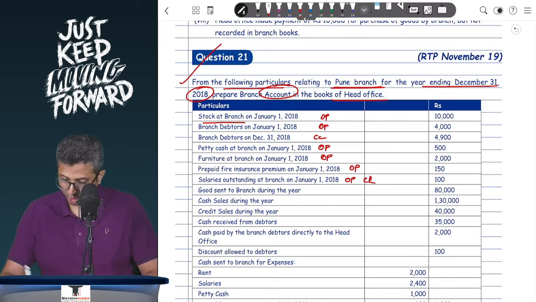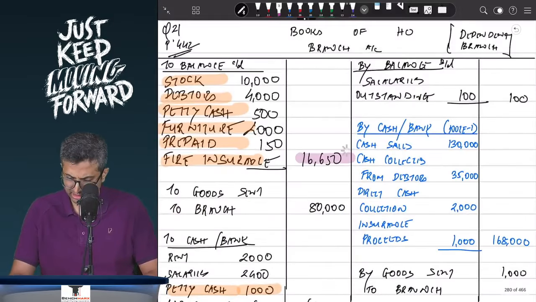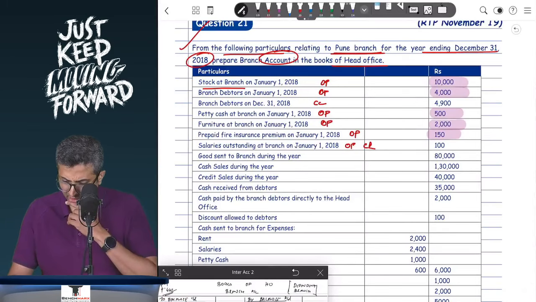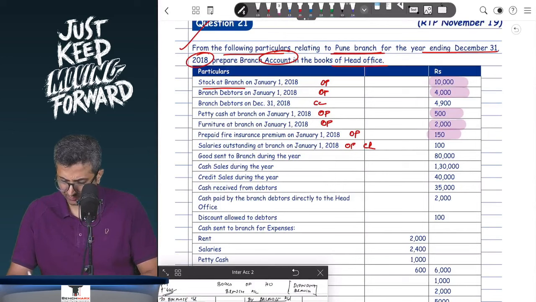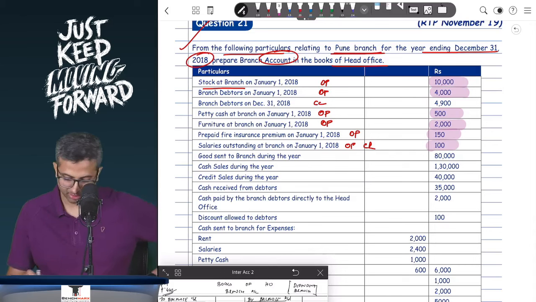So if I take all the opening total 1, 2, 3, 4, 5, all debits, 14,500. I think this is 16,650. Then we will see the closing, but before that, 100 will also come, but on the credit side. This time around it is opening even outstanding expenses and prepaid. Goods sent to branch 80,000. Take that directly.